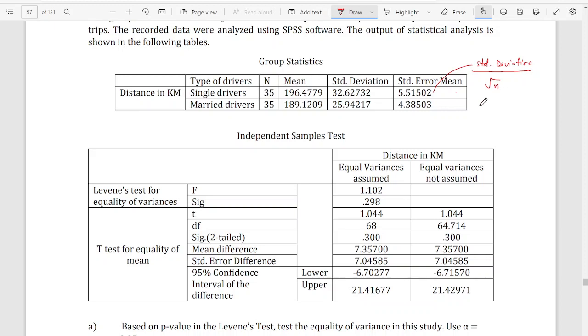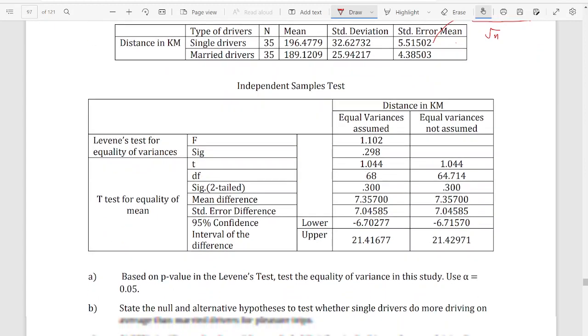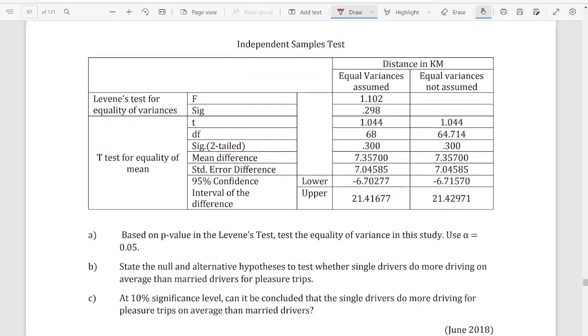So that means for the first one is 5.51502. You can obtain this by taking 32.62732 divided by the square root of 35. Okay, you should get the value to be 5.51. Okay. And then the second table gives you the independent sample test, the result. So where you have the Levene's test for equality of variances, and then the t-test for the independent sample t-test, right? So let's see how we can solve the problem over here.